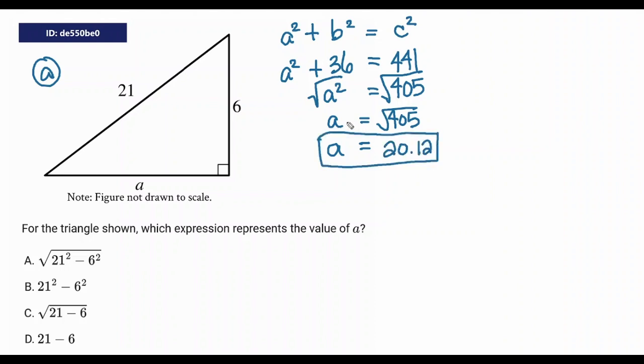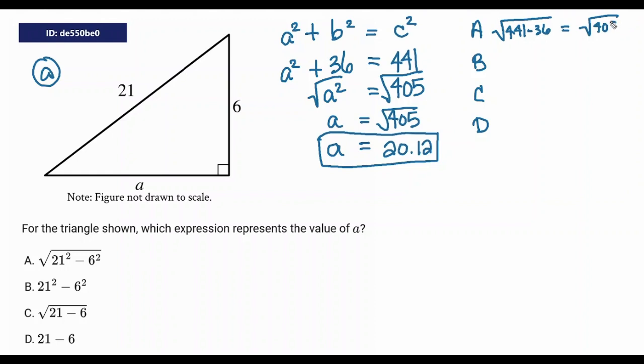Now I'm going to write down the answer choices vertically because I want to cross off and show you how to deal with each answer choice individually. The answer choice A says square root of 21 squared minus 6 squared. You just did 21 squared, but do it again if you've forgotten what it is. It's the square root of 441 minus 36. You just did 441 minus 36, but you could do it again if you want. It's the square root of 405.